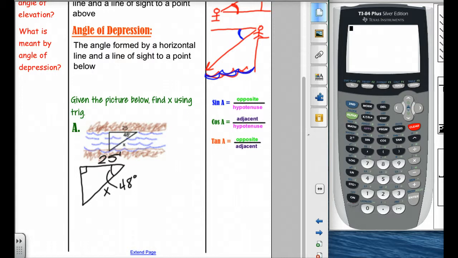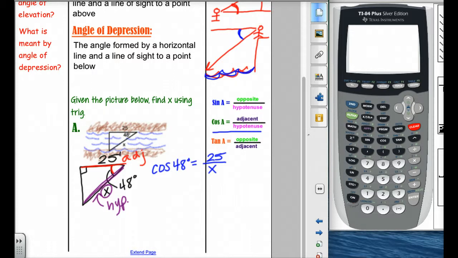So I look here and I see that for this angle, this here is my adjacent side, and the other side, what we're looking for, is my hypotenuse. And when I look at adjacent over hypotenuse, I know that's going to be cosine. So I'm going to say that the cosine of 48 degrees is equal to my adjacent side of 25 over my hypotenuse, which is x.